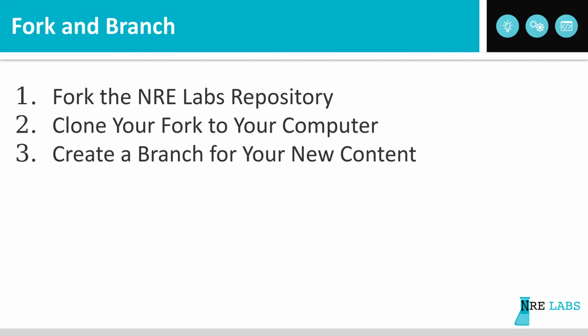Once we have that fork, we're going to clone that fork to our computer, and what that basically means is downloading a copy of that fork so that we can work with it locally. And then third, we want to create a working branch for the new content. It's always a good idea to create a working branch, and this is going to allow us to iterate on what we need to do without stepping on maybe some other work that we have going on.